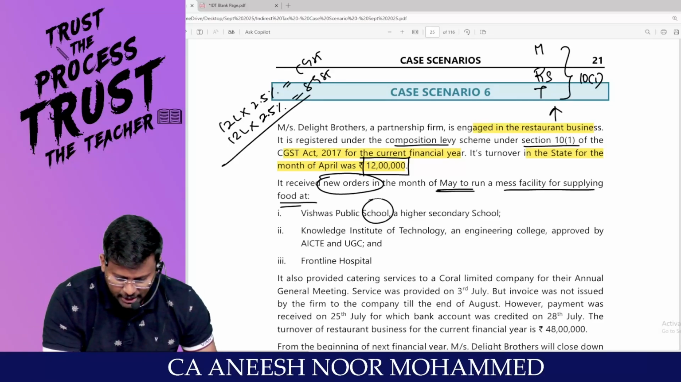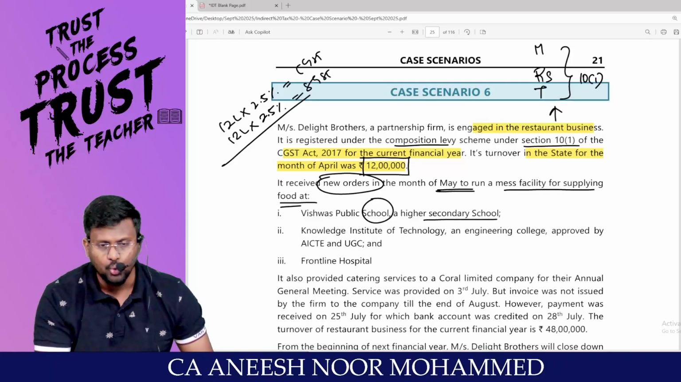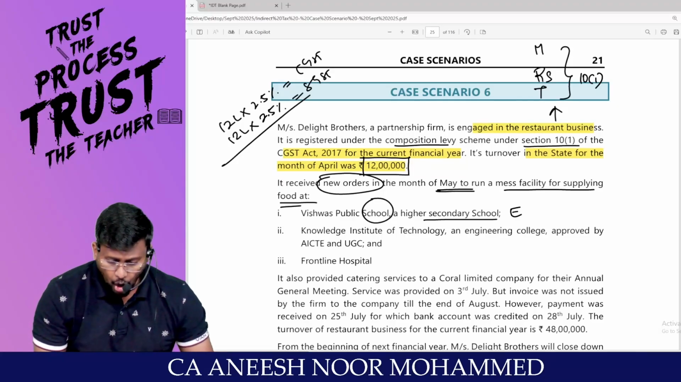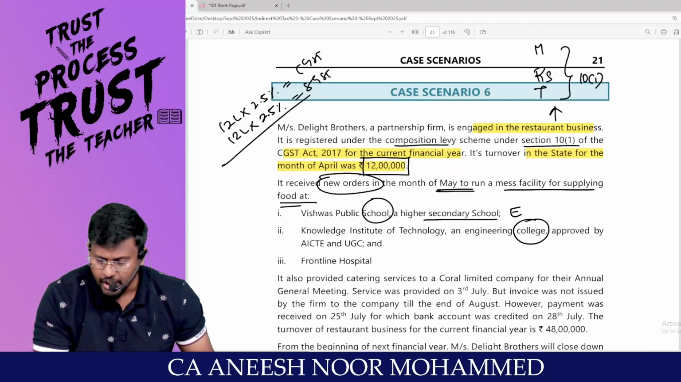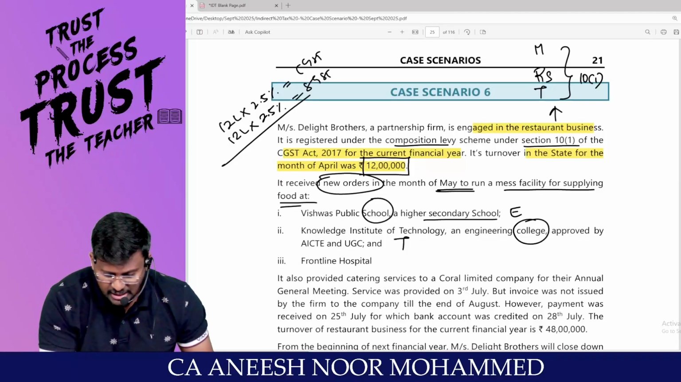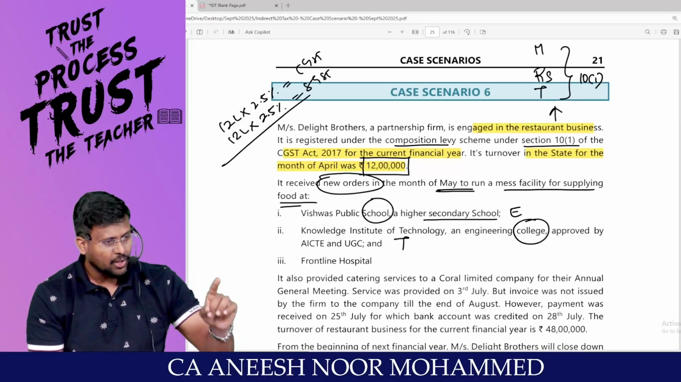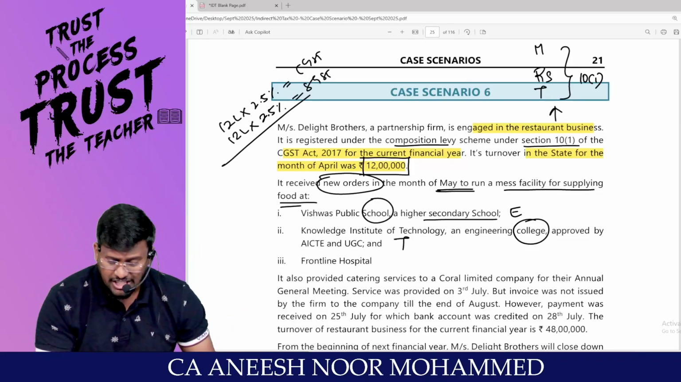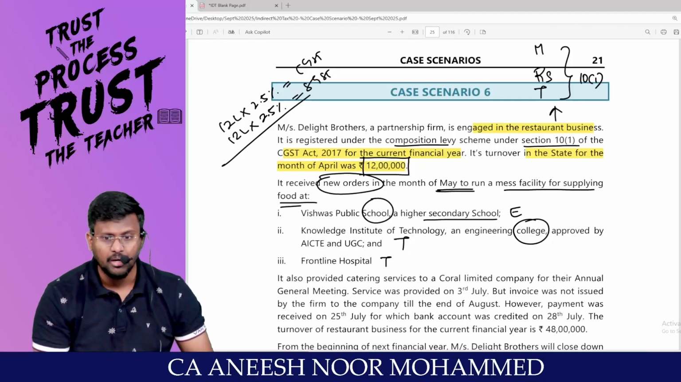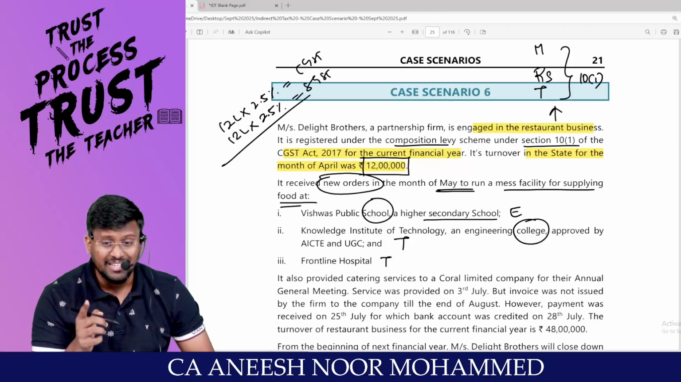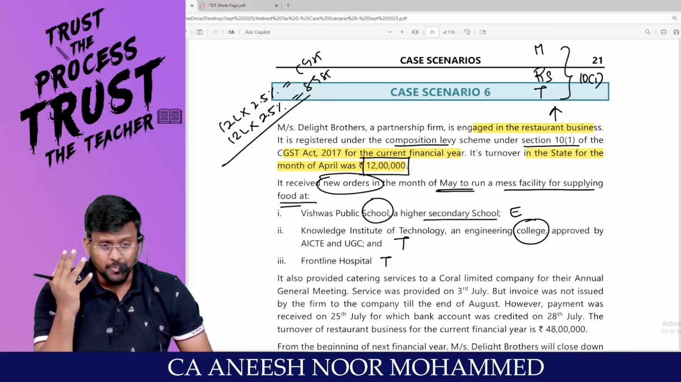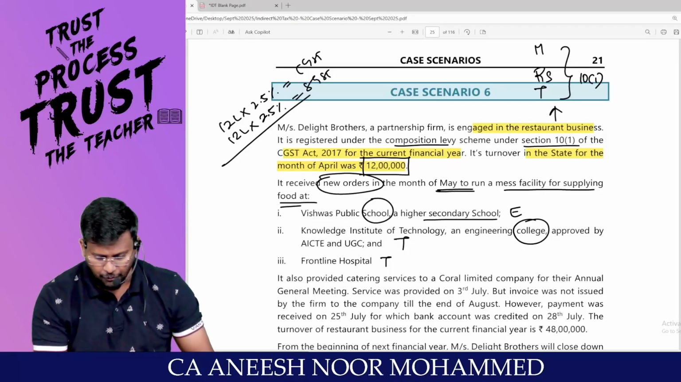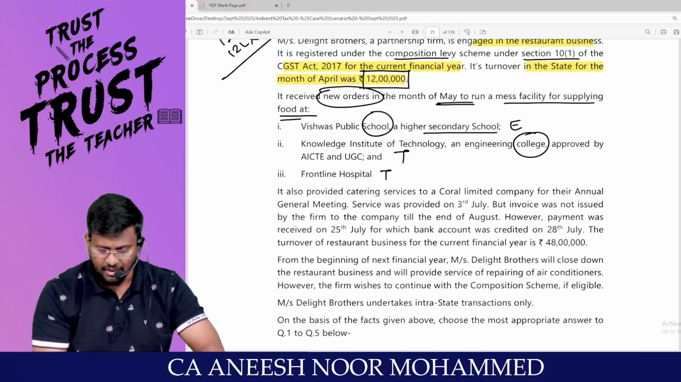To Vishwas Public School, a higher secondary school, catering services including midday meals are exempt from GST. Knowledge Institute of Technology and Engineering College, it is taxable because catering services are exempted only up to +2. Are you remembering that? Frontline Hospital, it is taxable. Are you really with me? This will not be treated as healthcare services because the hospital is not providing the food. Sir, they have outsourced it to some other person, and that person is providing the food. Are you really with me? It is also provided catering services.